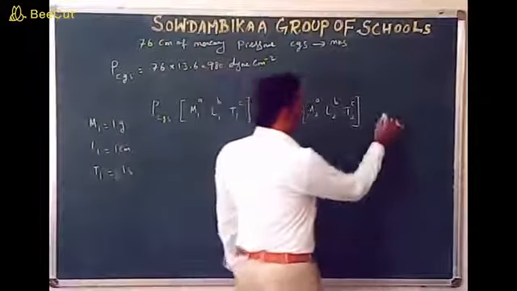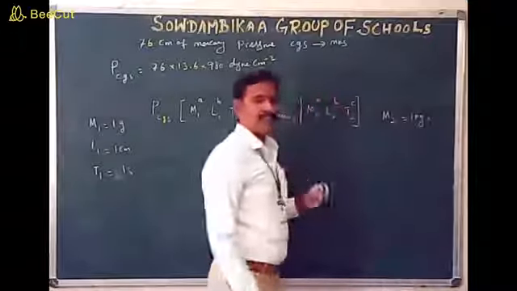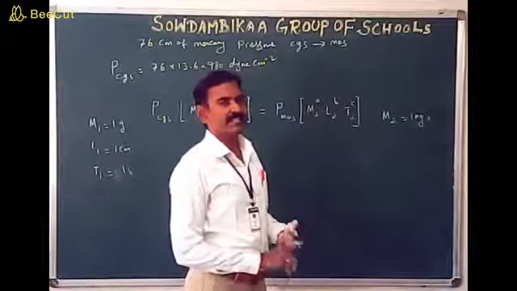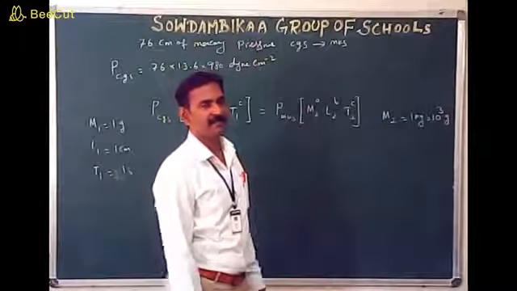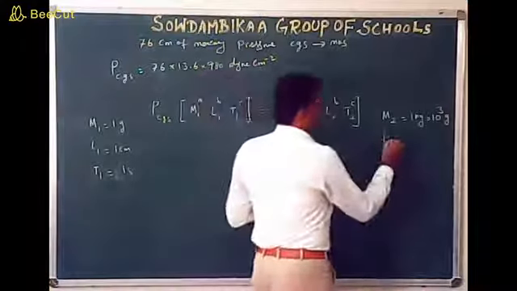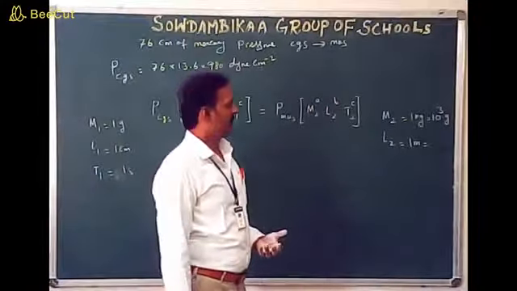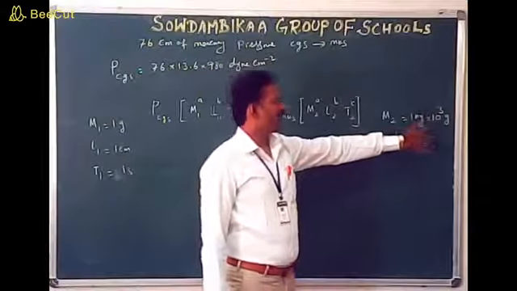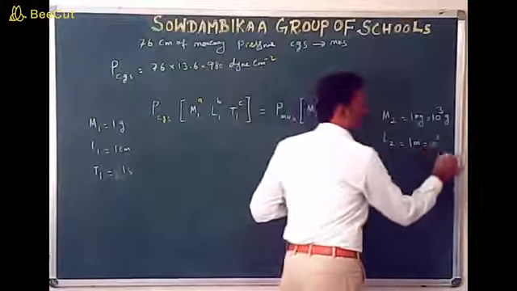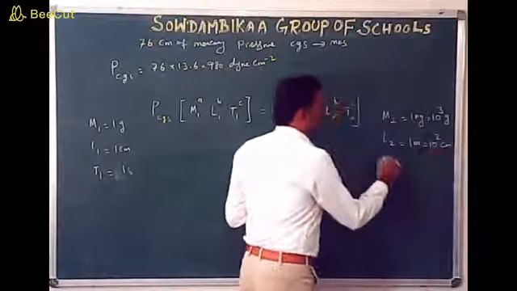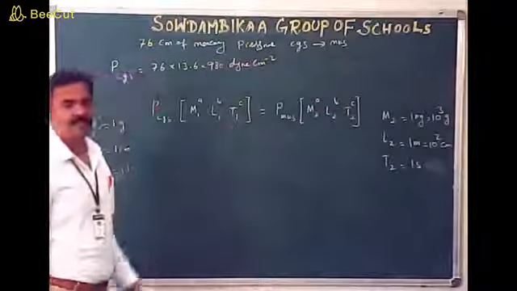Here in MKS, M2 is mass in kilogram, 1 kg. 1 kilogram is equal to 1000 gram, and 1000 is written as 10 power 3, so 10 power 3 gram. Kilo is represented by the 10 power 3 prefix. Then L2 is 1 meter. 1 meter is equal to 100 centimeter, written as 10 power 2 centimeter. Likewise, T2 is equal to 1 second, because MKS and CGS have the same unit for time.